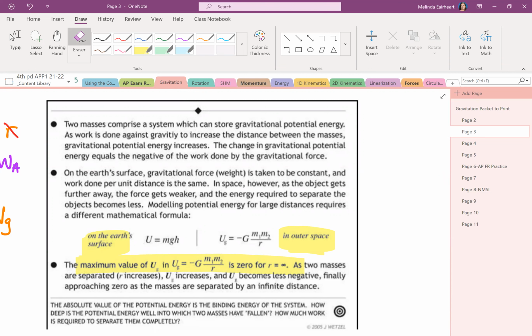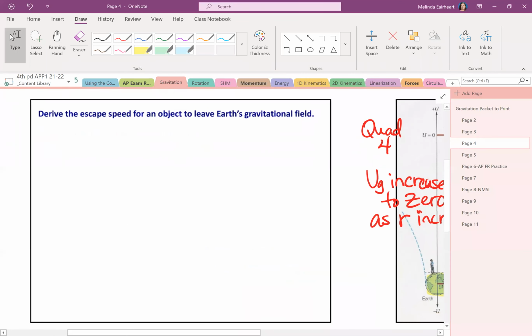Okay, so let's do a calculation. Back on page 4, it's actually that escape speed that we talked about previously. The escape speed is actually a launch speed. It's the speed that you want to launch something in order for it to escape the Earth's gravitational field.